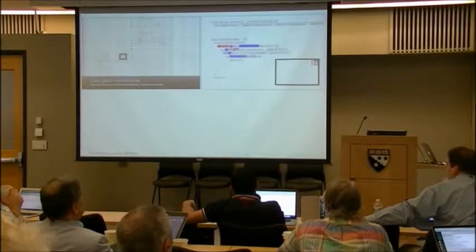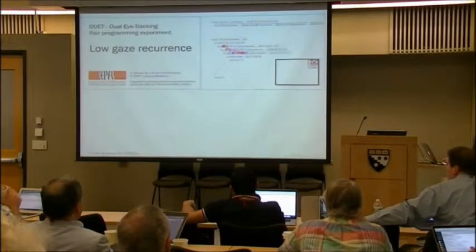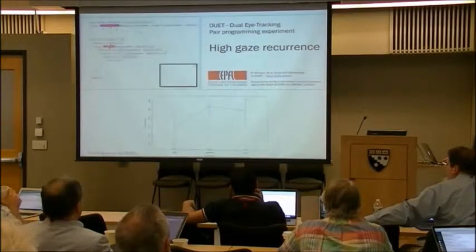The four eyes actually are dancing together. The guys are together, they're cognitively aligned. If we do that with more pairs, we see this result. This part, here it is.